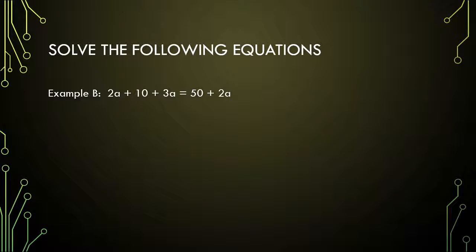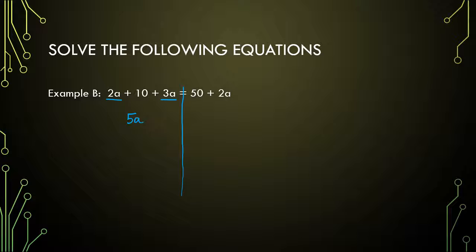In example B, we're solving 2a plus 10 plus 3a equal to 50 plus 2a. To start out, I'm going to divide this into a left and a right half. Then I notice on the left half, we have like terms that I can combine. We have a positive 2a and a positive 3a. Combined, that makes a total of 5a.